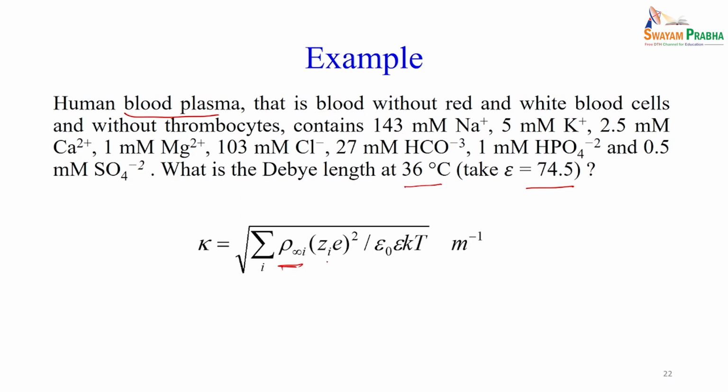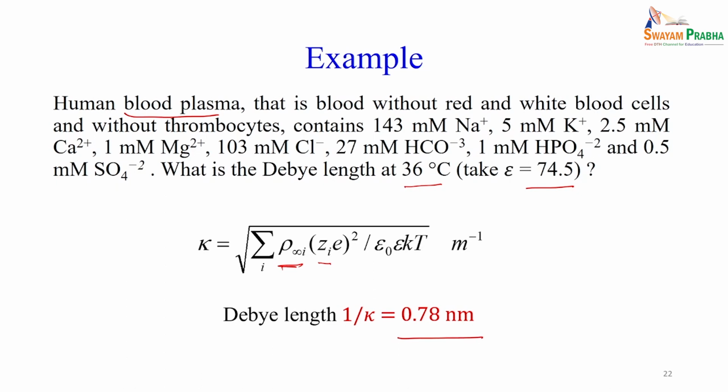So, here we can simply take the number density depending on their concentration, Zi is for sodium plus 1, for sulfate minus 2, e is the charge on one electron, epsilon naught is a constant, epsilon value is 74.5, k is the Boltzmann constant, T is the temperature. So, we can calculate the value of the Debye length, and its value will come out to be 0.78 nanometer.